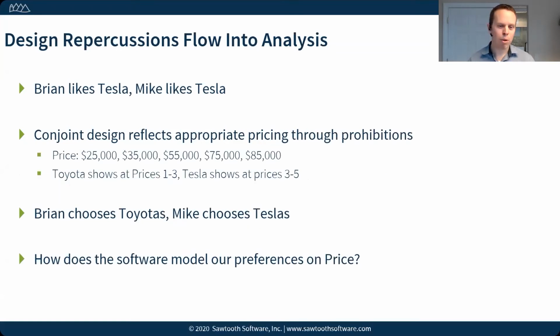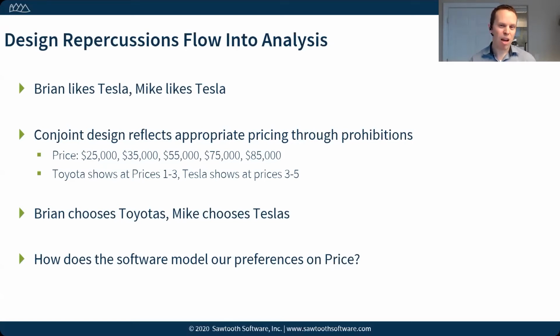A similar example might be the same situation. Brian likes Tesla. My brother Mike likes Tesla. And so we decide to put in some prohibitions into our pricing. So we'll say Toyotas show at the low price points, Teslas show at the high price points. In this case, I'm going to have kind of the same behavior. I'm going to choose the Toyotas. My brother's going to choose the Teslas.